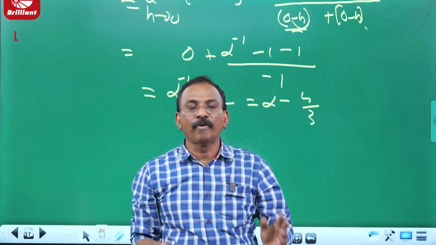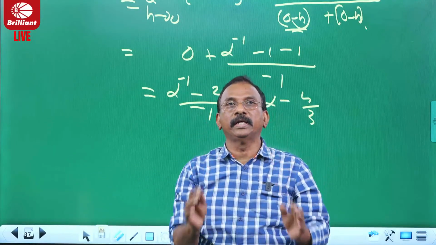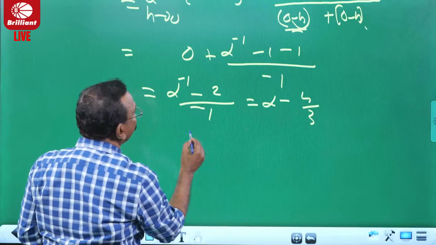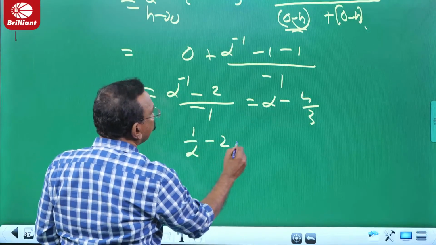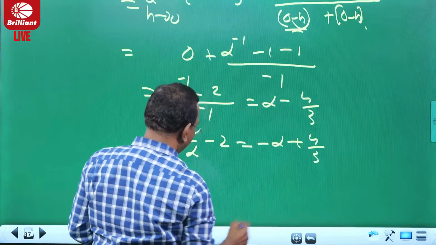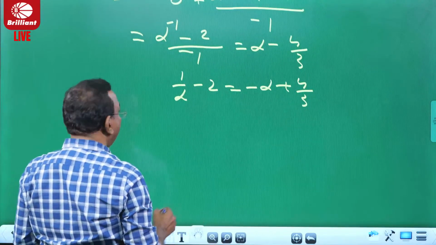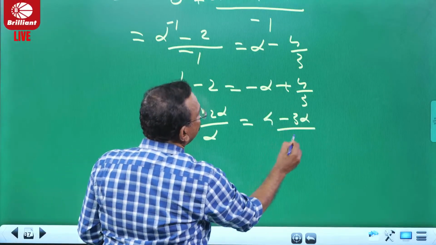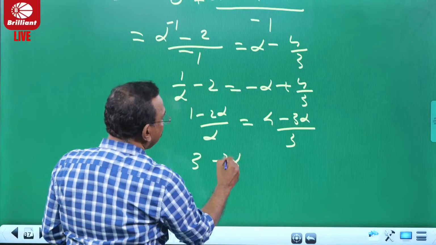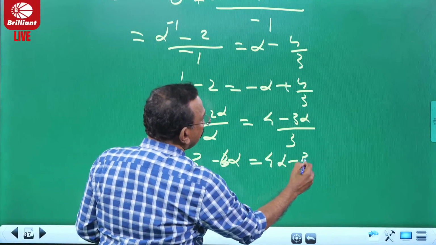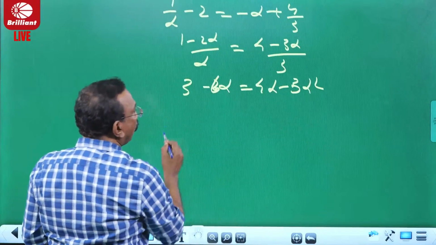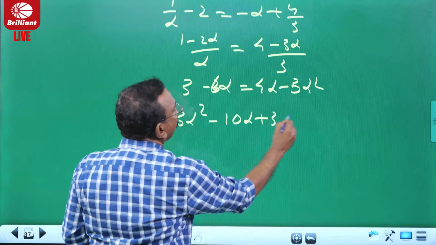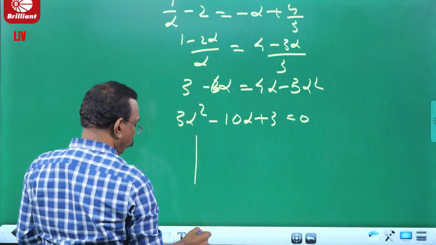That means when you find the left side limit, the expression directly comes to that form. So by cross multiplying, 1 by alpha minus 2 is equal to minus alpha plus 4 by 3. Completing that, 1 minus 2 alpha divided by alpha is equal to 4 minus 3 alpha divided by 3. Cross multiplying, 3 minus 6 alpha is equal to 4 alpha minus 3 alpha square. So it becomes 3 alpha square minus 10 alpha plus 3 equals 0, which actually gives two values.